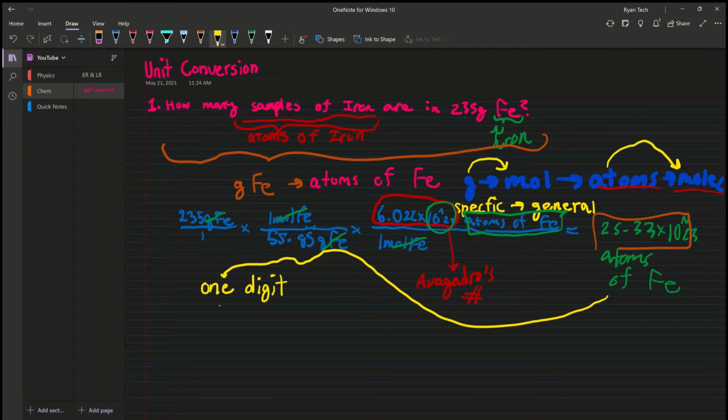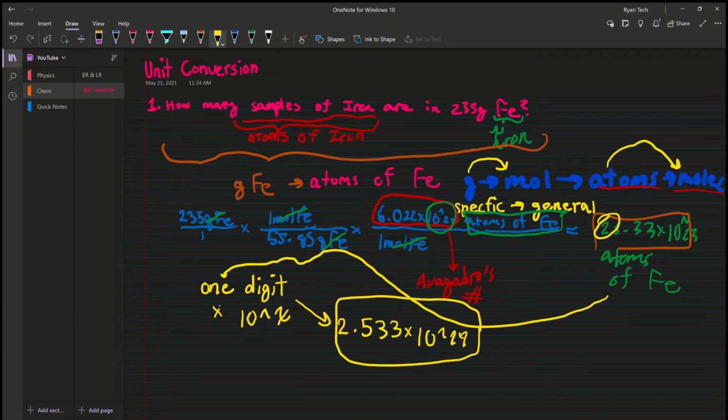Times 10 to the power of x, for instance. Now the thing is, this is a two-digit number, so if our teacher wants us to make it a one-digit number, all we do is divide the 25.33 by 10, and we times the 10 to the 23 by 10. If we do that, we get 2.533 times 10 to the 24. So just in case your teacher wants it in that notation, here it is in that notation.